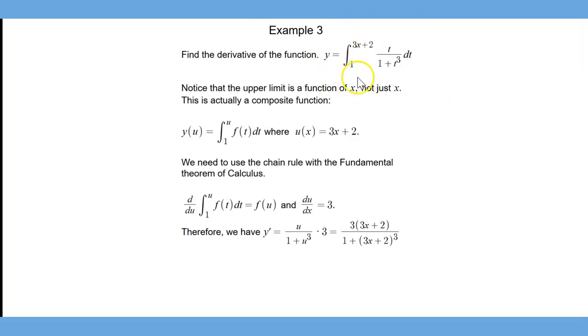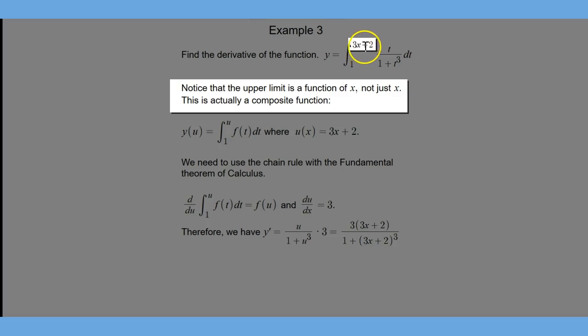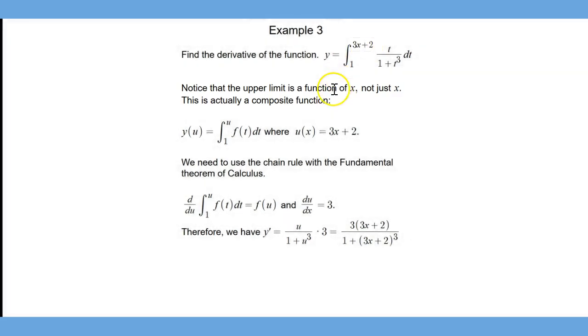Here's another example. Find the derivative of this function. Again, this is that area generating function. You have a function of the variable up here as the upper limit, and our function f of t is t over 1 plus t cubed. This is a little more complicated because the upper limit is not just x, it's a function of x. So it's really a composite function.